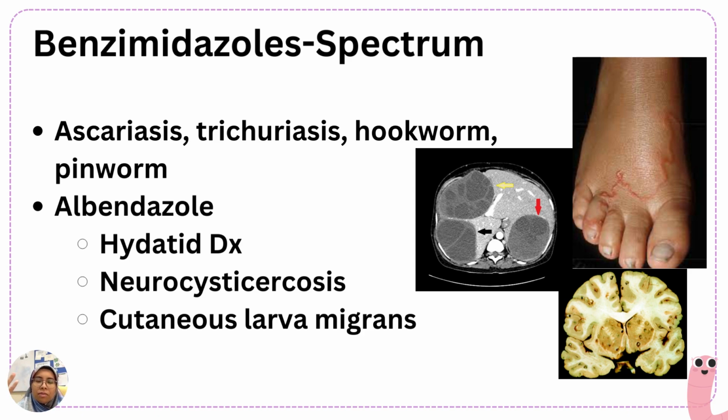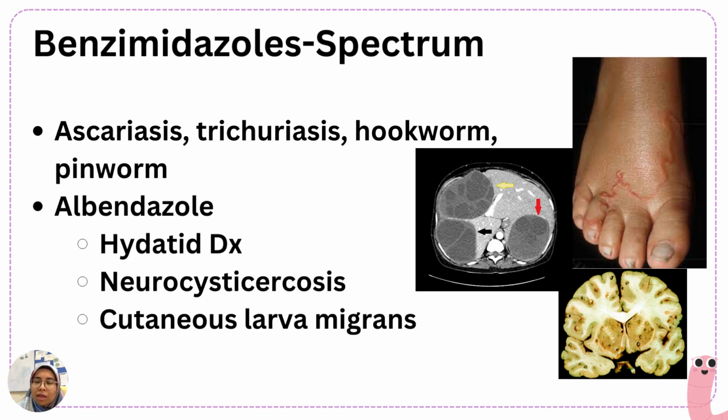Okay, what does spectrum mean? Spectrum of activity, which types of worms it acts on. So with benzimidazole, there is a wide spectrum. It can be used for ascariasis, trichuriasis, hookworm, pinworm. And these are the GIT ones, gastrointestinal confined worm infestations only.